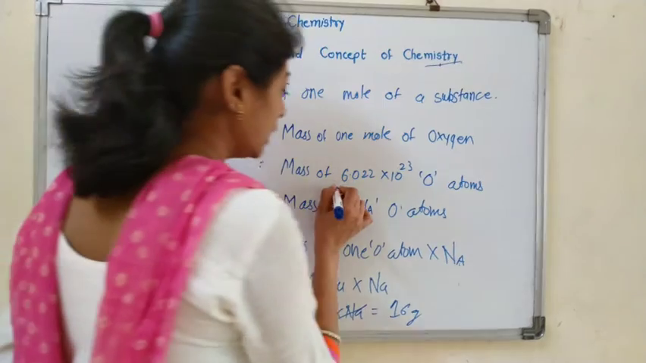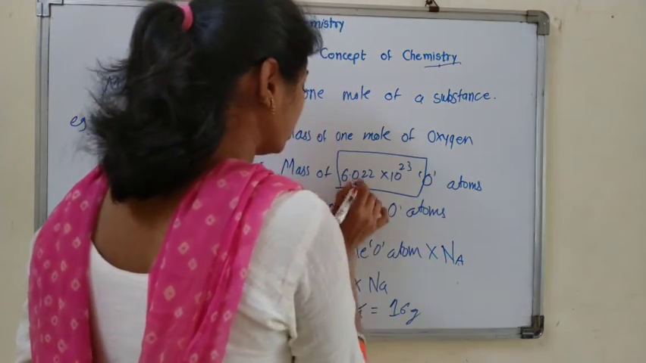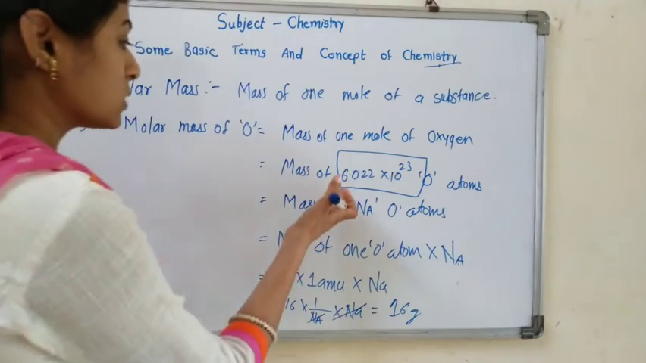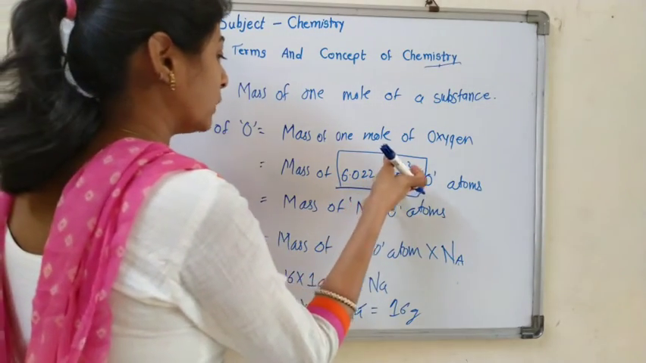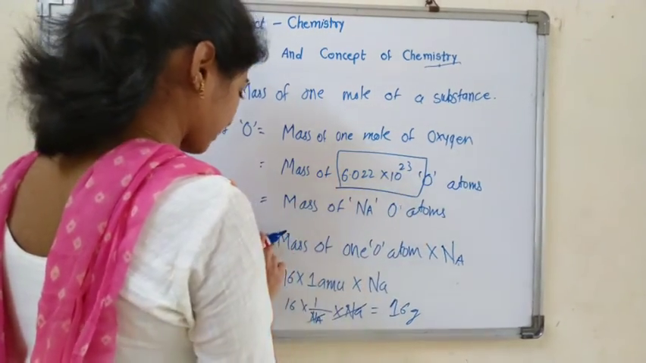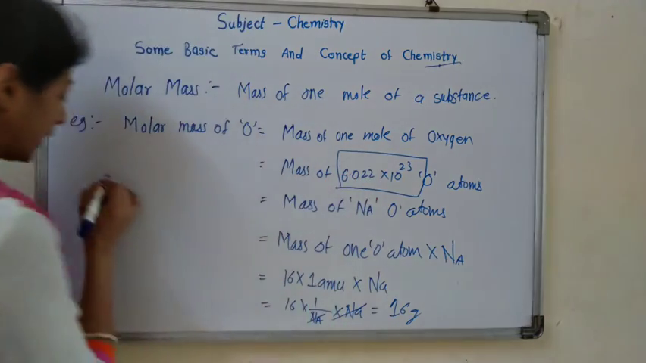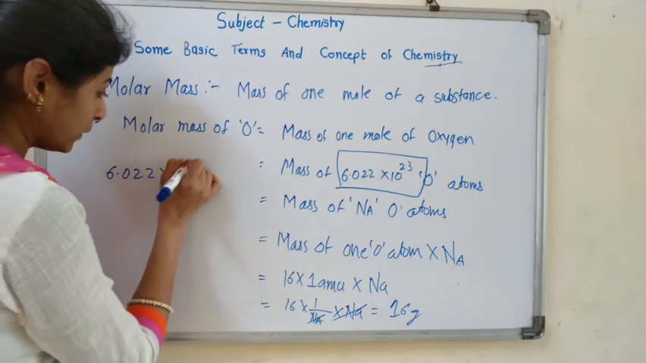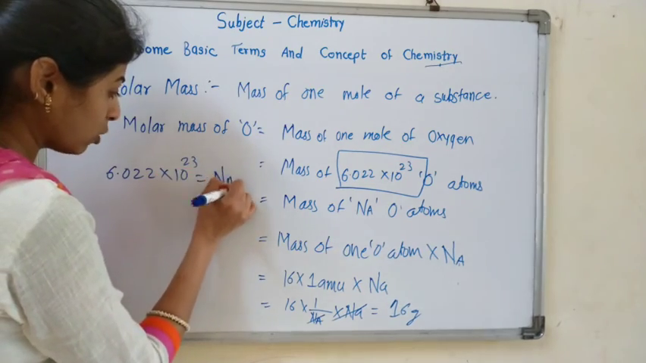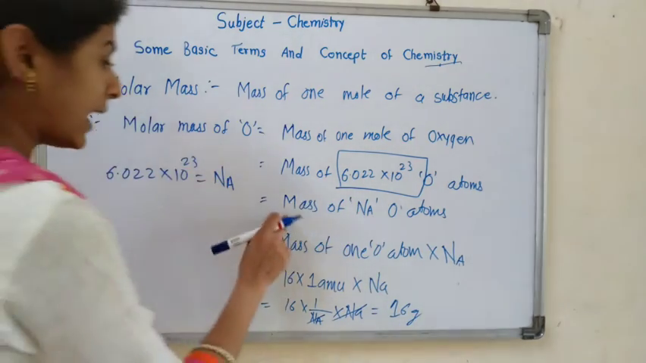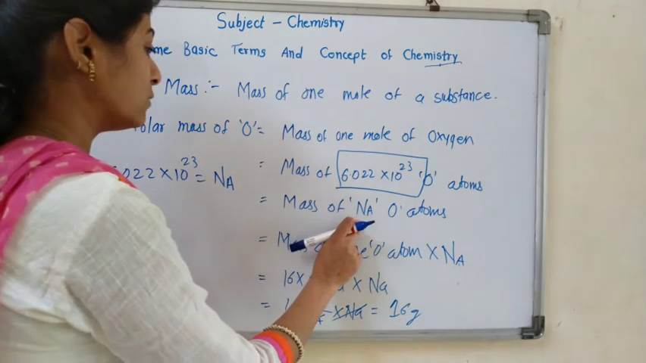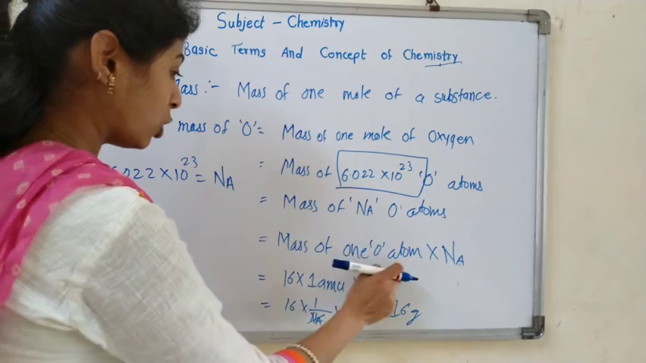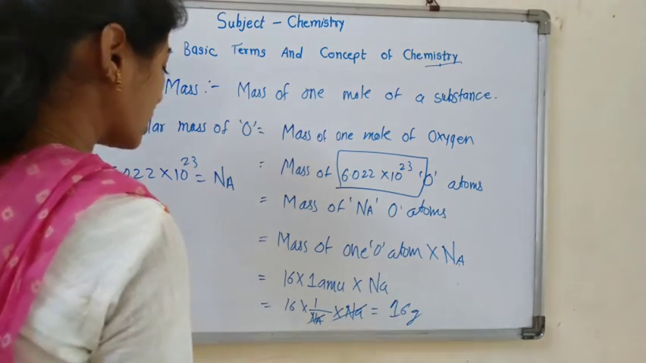It is nothing but the mass of 6.022 into 10 to the power 23 oxygen atoms. Now this value, 6.022 into 10 to the power 23, is nothing but Avogadro's number. So I can write mass of Na, that is Avogadro's number, of oxygen atoms. Now, mass of one oxygen atom into Avogadro's number.